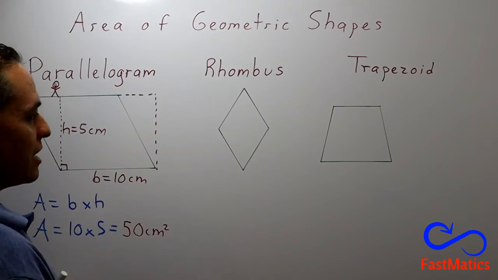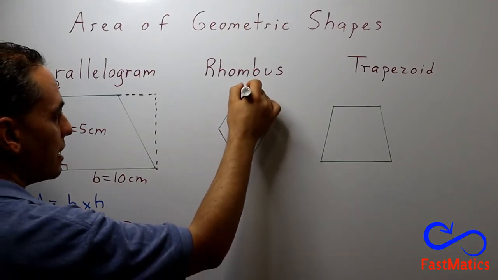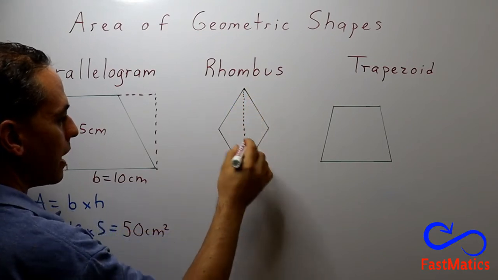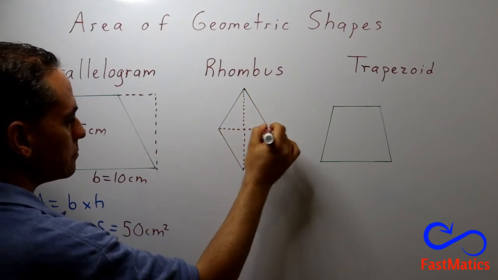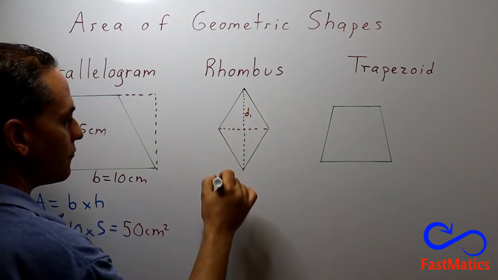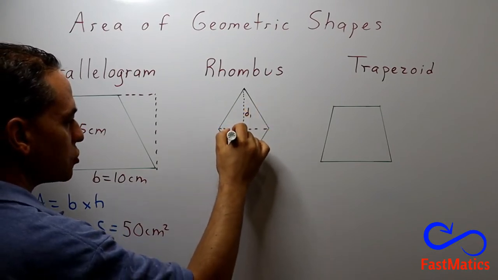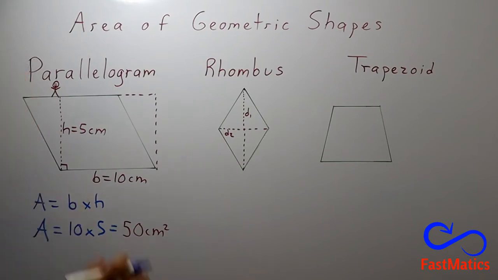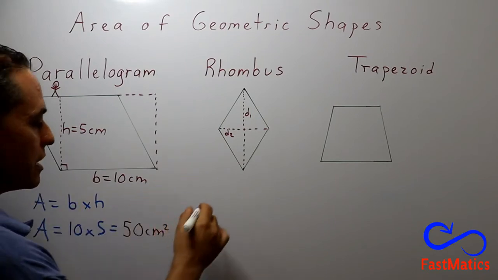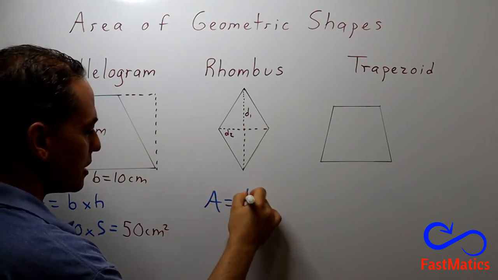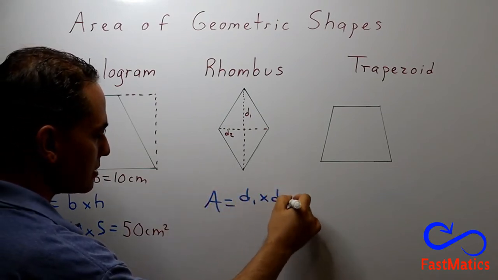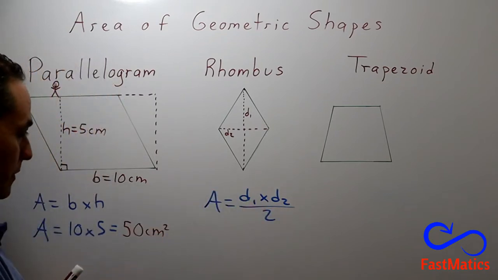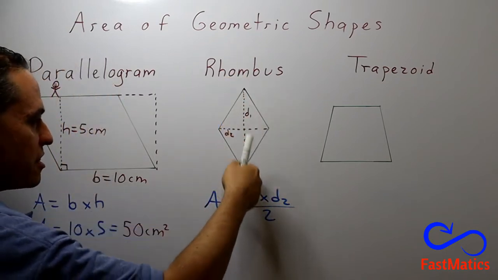Here, we're going to identify a diagonal and another diagonal. Diagonal 1, for instance, diagonal 2. And what's the formula? The formula for the area of a rhombus is diagonal 1 times diagonal 2 divided by 2.